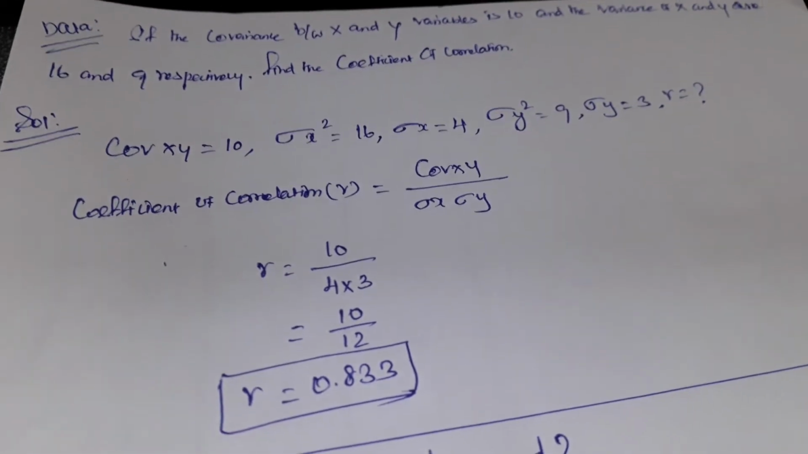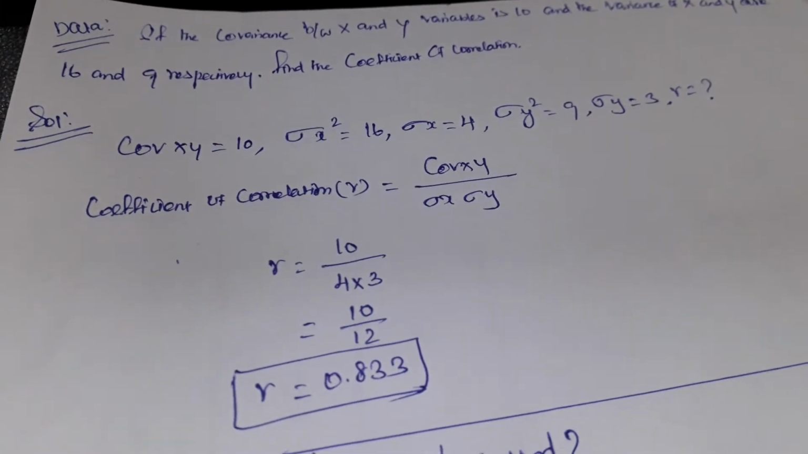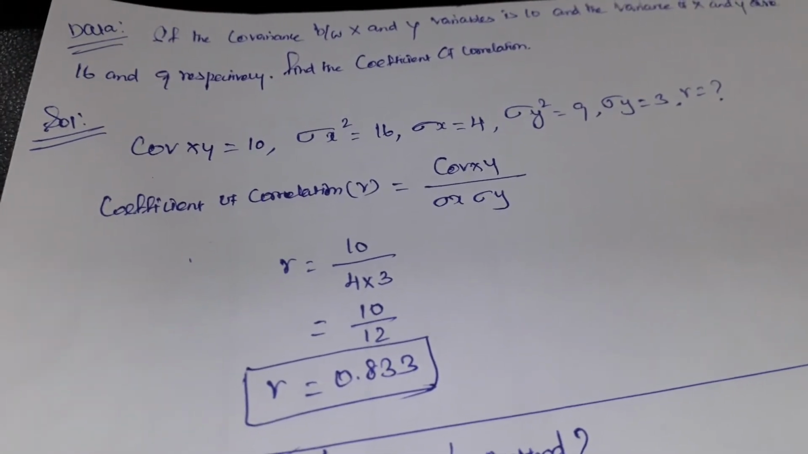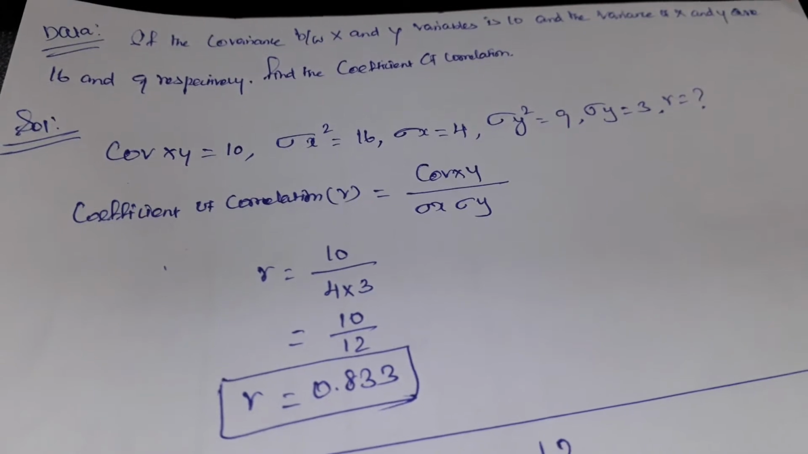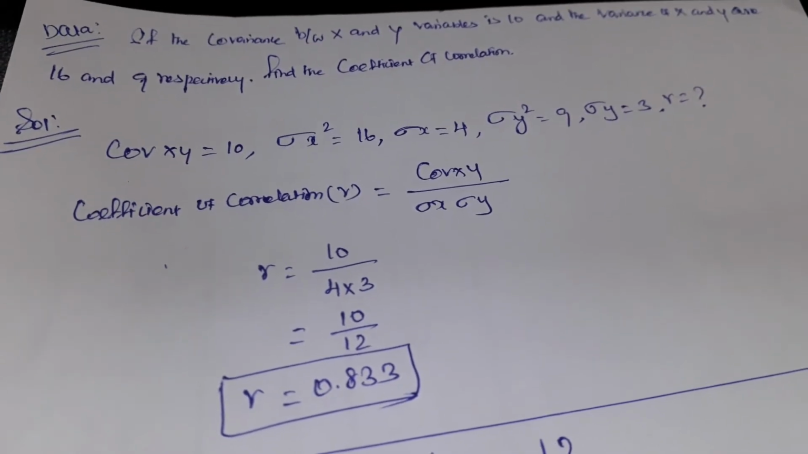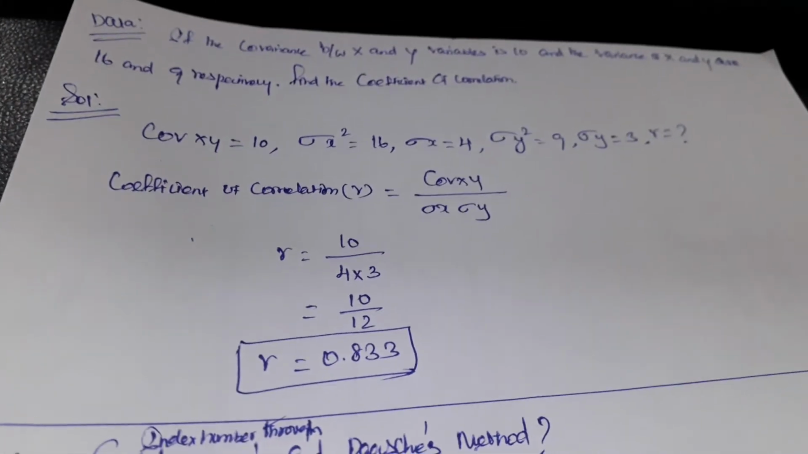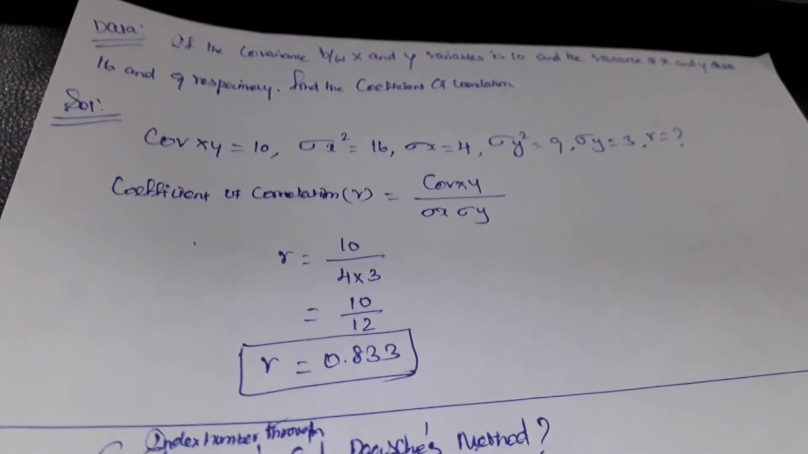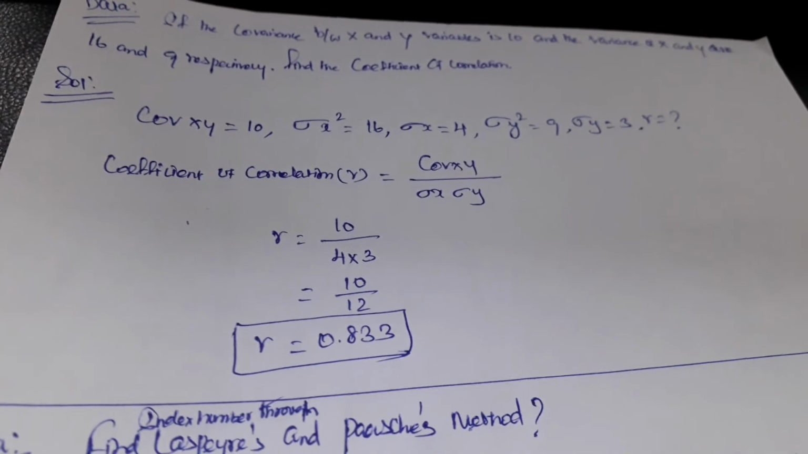So today's topic is how to find out the coefficient of correlation through the covariance and the variance. It is an important topic of correlation in business and statistics.